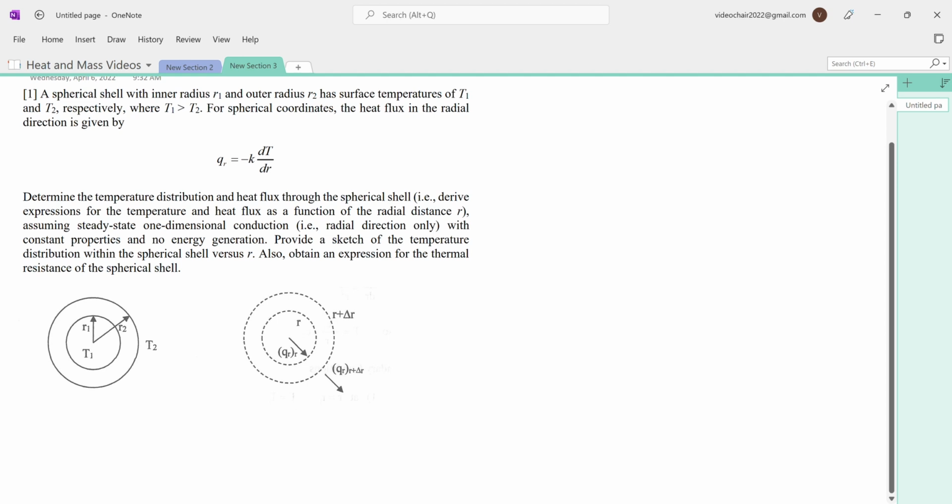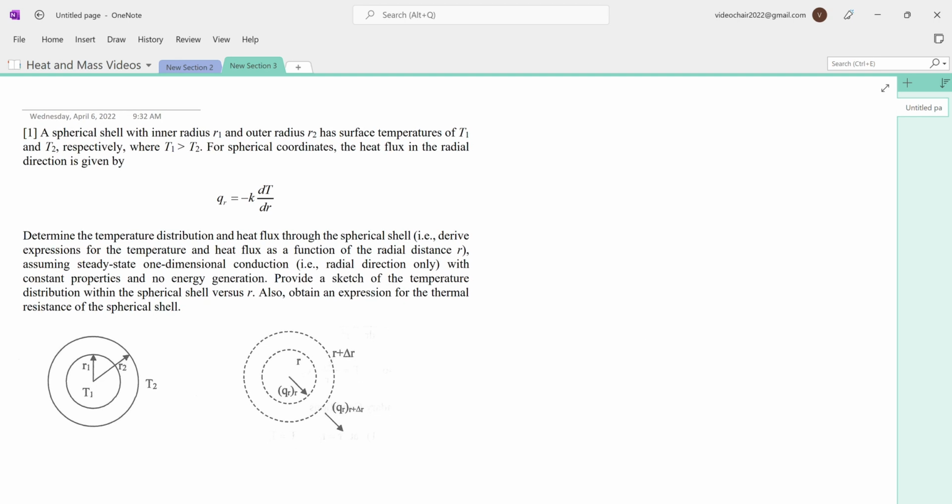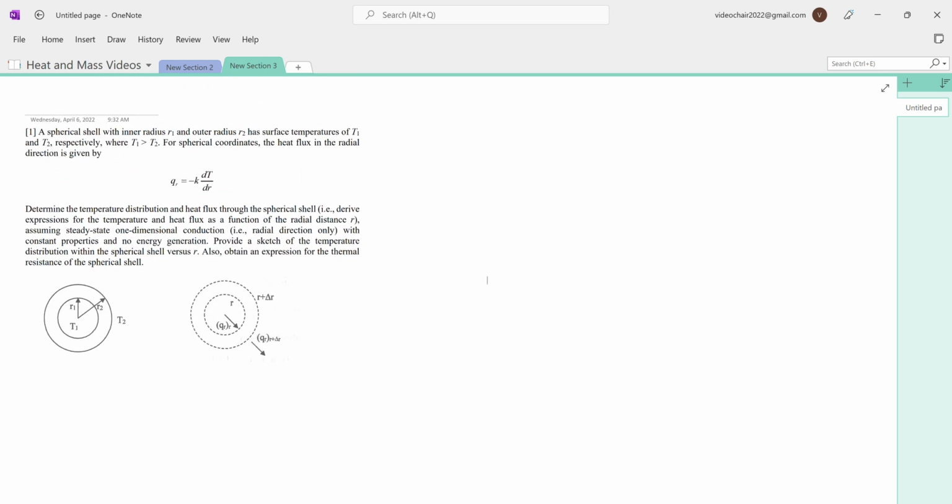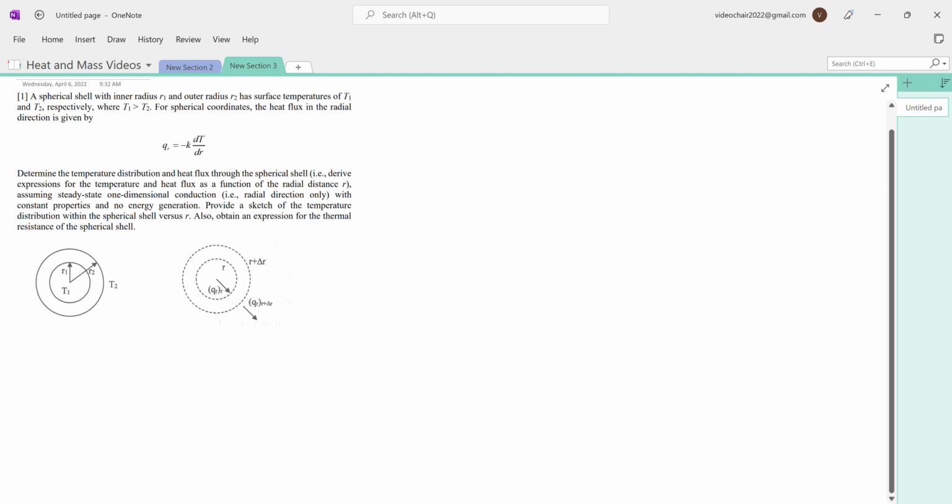Okay, so today we are going to derive a temperature expression for a sphere, graph it, and then find the thermal resistance of the spherical shell. So we're going to start by picking a fun color. We'll do blue. We're going to start off how we start every problem, with an energy balance.